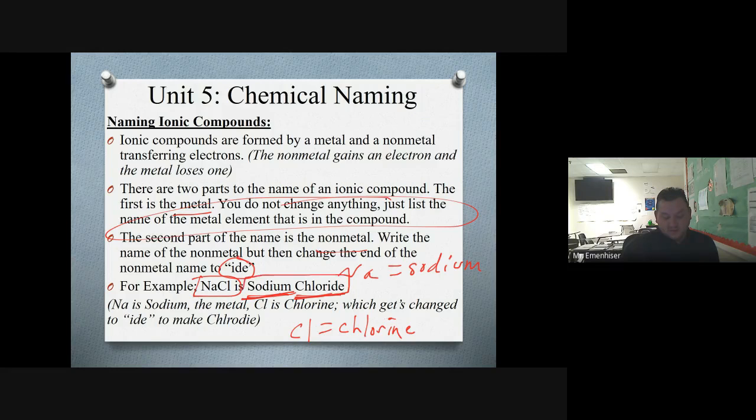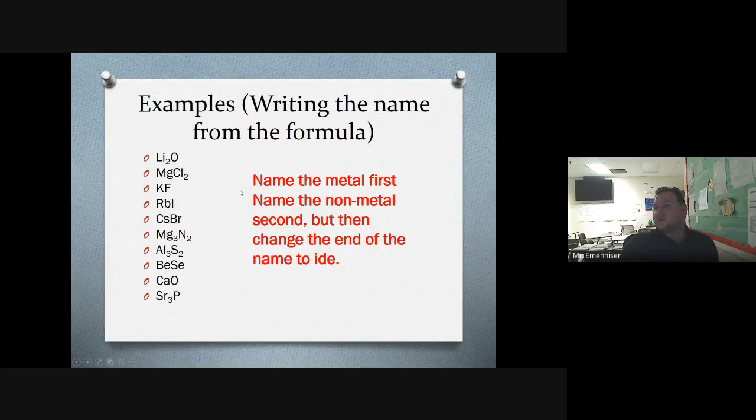That's it. Write the name of the metal first. Metal's always first. And then write chlorine, but then change the last 3 letters to ide. So that's sodium chloride, which you guys know what that is. That goes on your French fries. Table salt. Yum, yum. All right, so that's how we do that one.